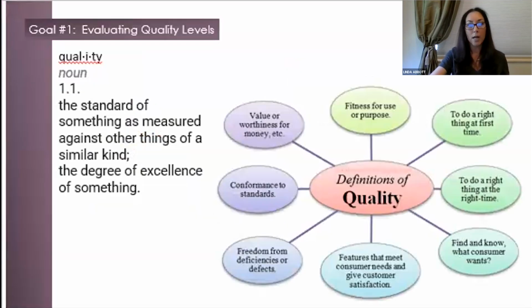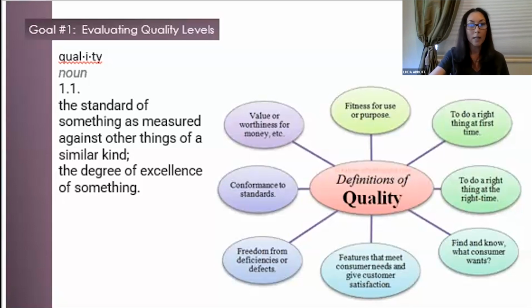Goal number one, evaluating quality levels. The definition of quality is the standard of something as measured against other things of a similar kind, the degree of excellence of something. A pragmatic interpretation is the non-inferiority or superiority of something. It's also defined as being suitable for the intended purpose while satisfying customers' expectations.